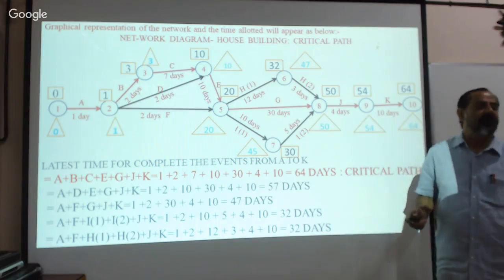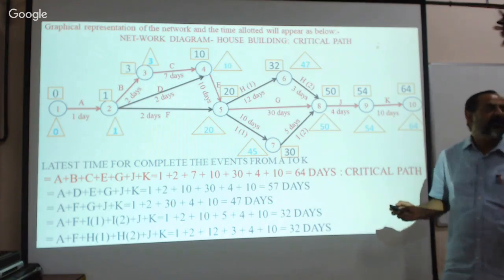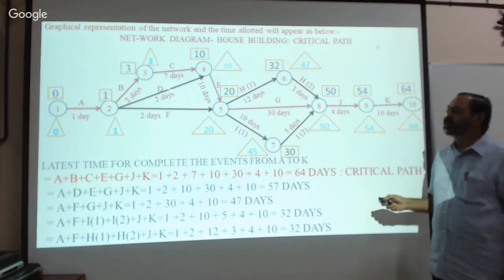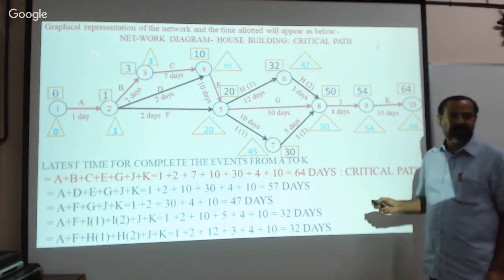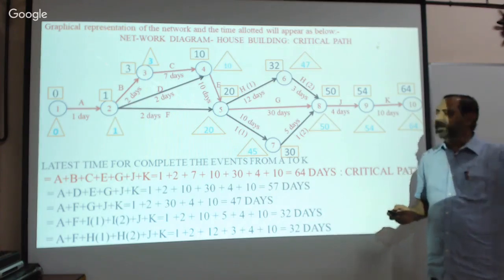Extra time is available for the event. How much time is there to do that activity? It is within our project itself. That will not come under the critical part, critical activity. It is not a critical activity because we have extra time to do that.